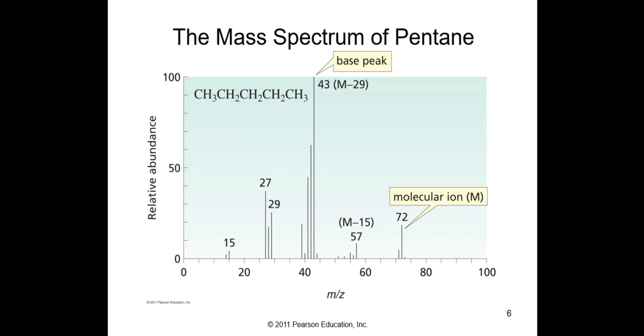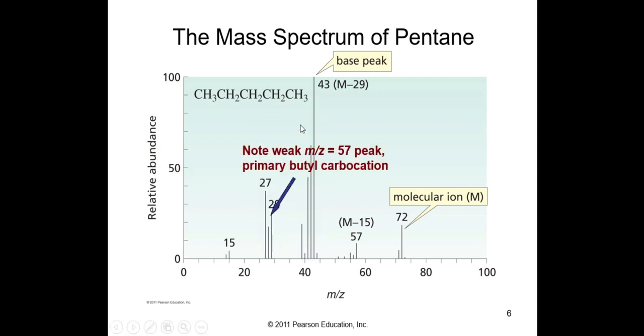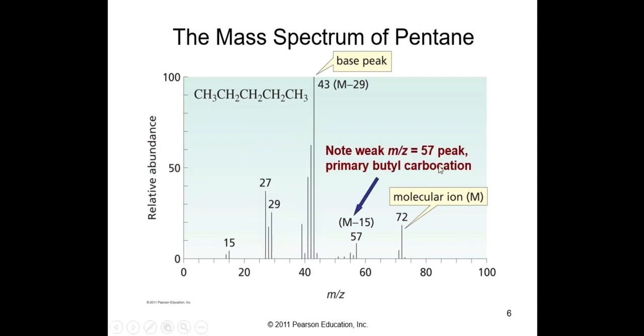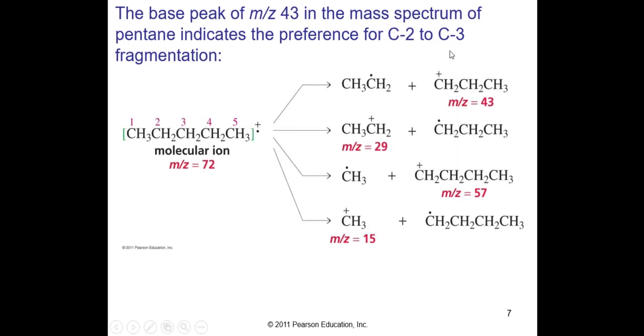So what's important is what you see, but also important is what is the difference. What are you losing that's not being seen? The 57 peak is the primary butyl cation when you crack out 29. The base peak in the mass spec indicates the preference for C2 to C3 fragmentation. In other words, cracking a methyl off is not to be preferred to cracking off an ethyl radical.